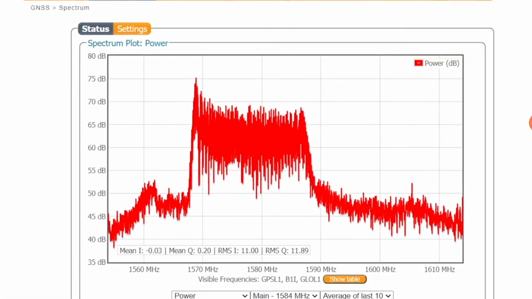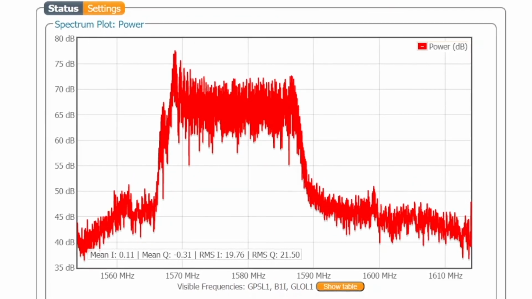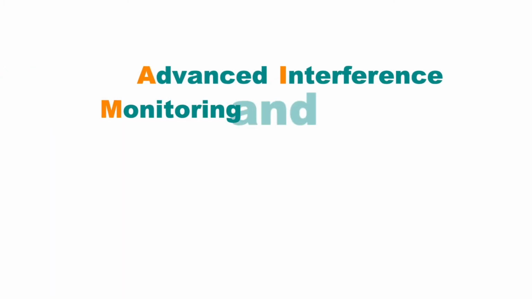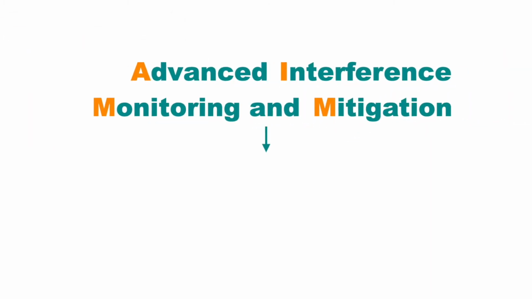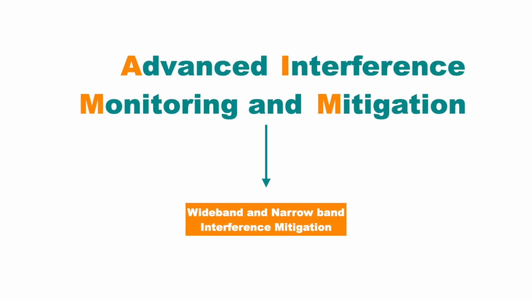There is a wideband interference on the L1 frequency that appears on the spectrum plot. We don't worry about that as our receiver is equipped with AIM+, the Advanced Interference Monitoring and Mitigation algorithm technology, which helps to mitigate narrow and wideband interference.